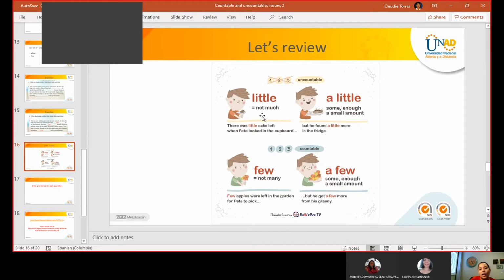He has little. Now, when you say a little, it's when you have some, you have enough, a small amount, but you can have a good bite in this case. But he found a little more in the fridge. So you see, he's happy. So it's something positive. So I have a little money. It's like I have some money, like I have enough money. Or here I have enough cake.